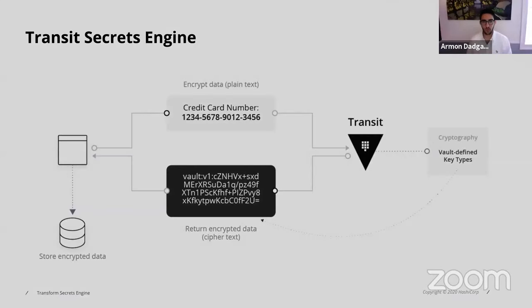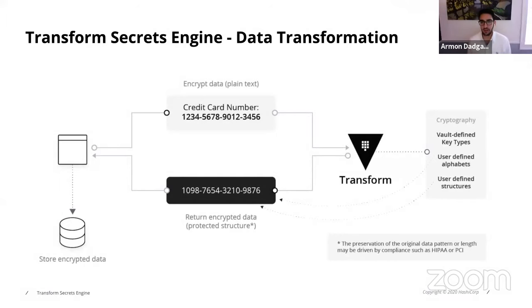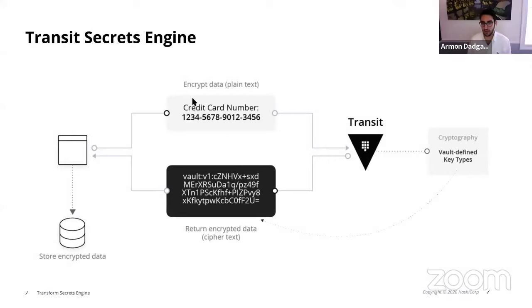Now, the challenge was, what if I'm in an environment where I can't accept a ciphertext that looks different than the input, right? Just a brief review: if you look here, you'll notice the credit card number is just a set of numbers separated by hyphens. What Vault will return, on purpose, is just an encrypted blob that in this case has been base64 encoded to make it more displayable, but it doesn't have any resemblance to the input. It's not necessarily the same length. It's not the same alphabet of characters.